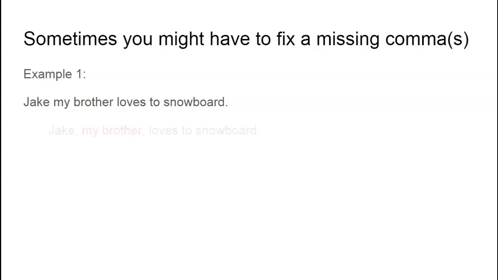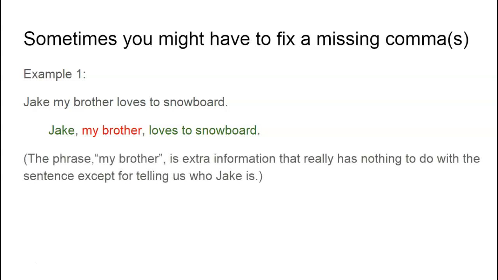Sometimes you're going to have to fix a missing comma. Example 1. And this might be something you would see on a test. They might give you something that looks like: Jake, my brother loves to snowboard. You would turn it into this because the extra information is actually my brother. So I would put commas on either side of that. It has nothing to do with the sentence except for giving us clarification about who Jake is.